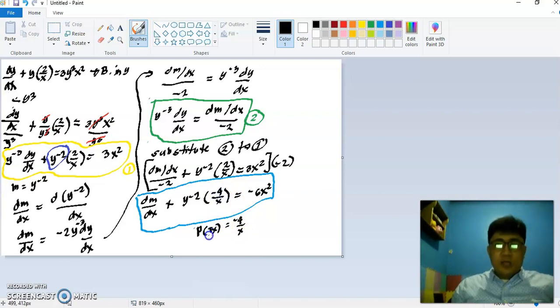Why we add t? So that we could identify that this came from the process of Bernoulli differential equation. Next, we can now identify also our Q(x). Q(x) is negative 6x squared. So we already have these two.